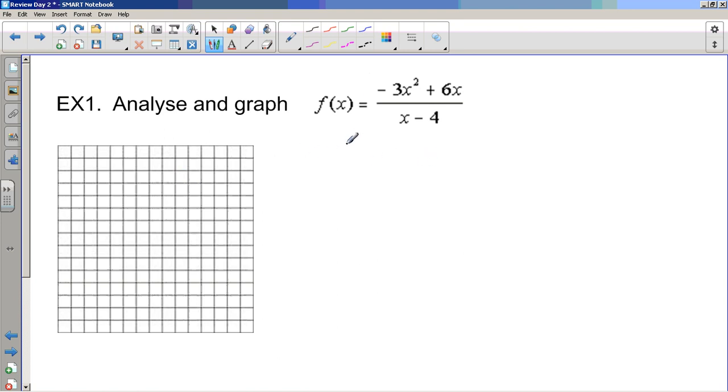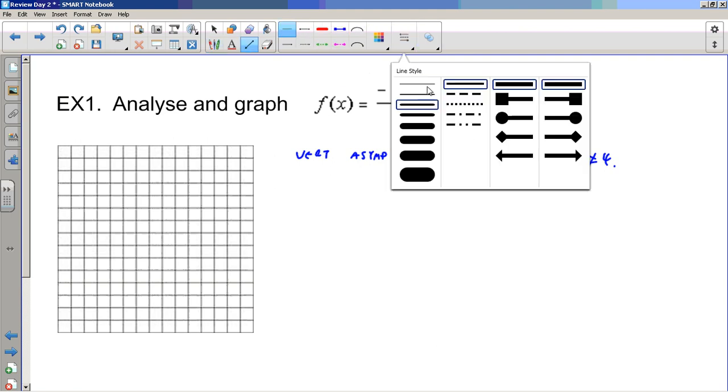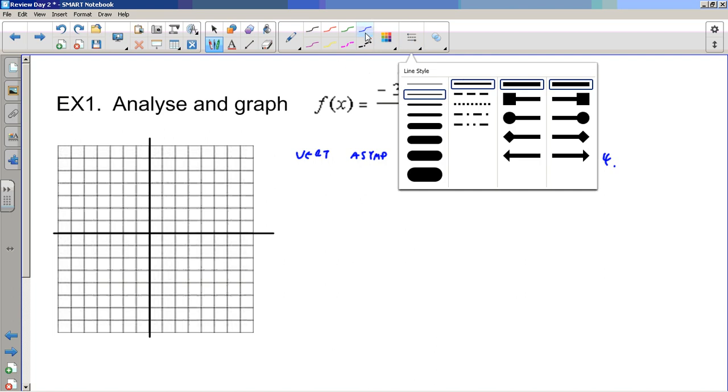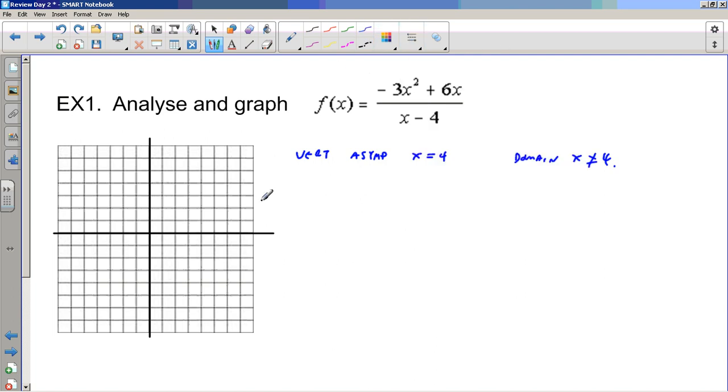So first thing I see, a vertical asymptote: on the bottom is when x equals 4, right? So that's also a domain restriction. So the domain is x cannot be equal to 4. What the range is, we don't really care, but that's the domain. I'm going to put it on the graph. So where's 4? 4 is here. Dotted line. Vertical asymptote.